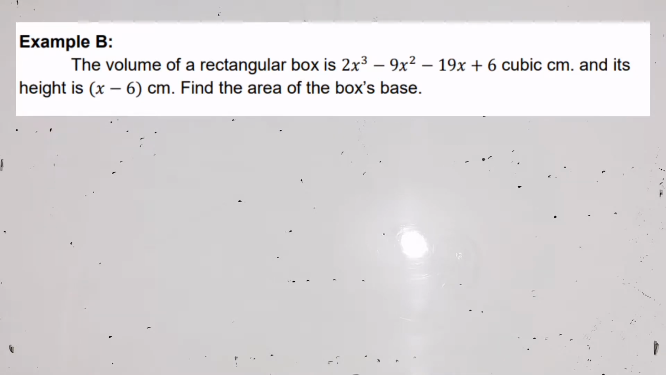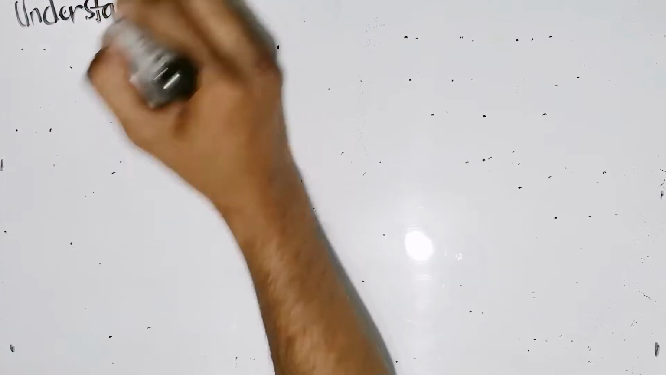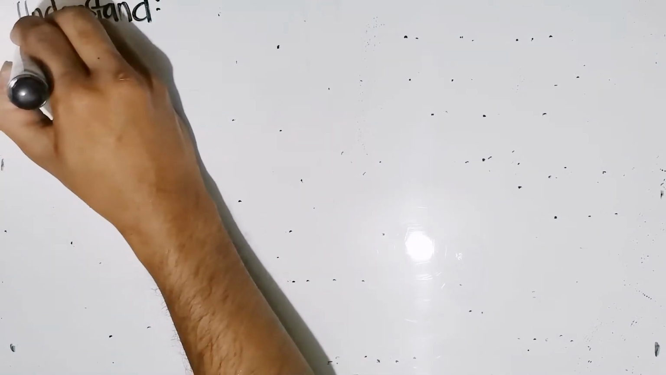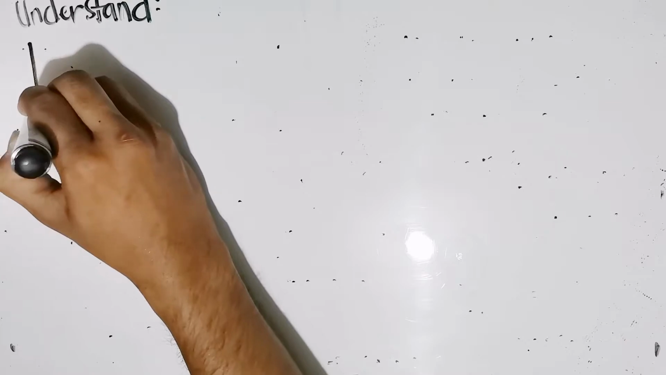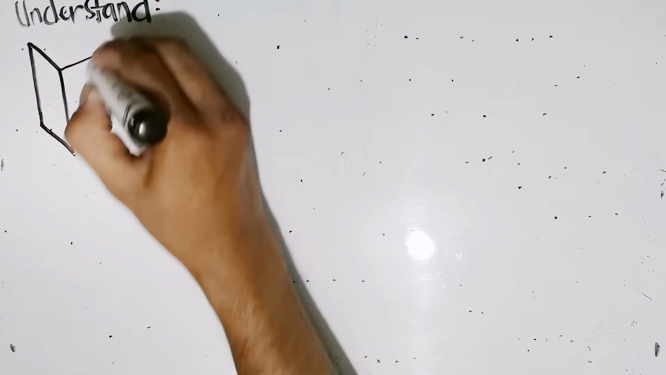Now for the next example, we have example number 2. The volume of a rectangular box is 2x cubed minus 9x squared minus 19x plus 6 cubic centimeters. And its height is x minus 6 centimeters. Find the area of the box base. So, first, we will have the diagram. Understand. So, we have a rectangular box. Assuming that this is the rectangular box.